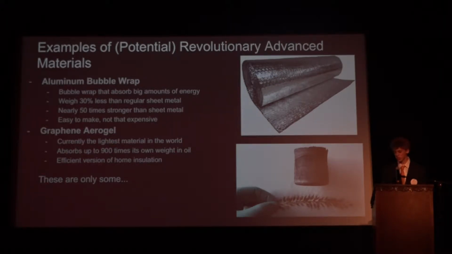But this one in particular, it's the lightest material in the world currently. It's actually lighter than helium, which is the second element on the periodic table, and it's used to float balloons, so it's pretty light. And it can absorb up to 800 times its weight in oil, which can be used in oil spills to clean up ocean habitats, and that's a conversation for another day.